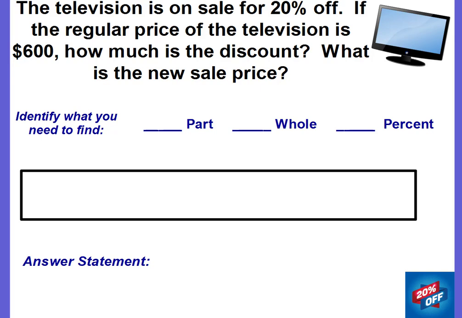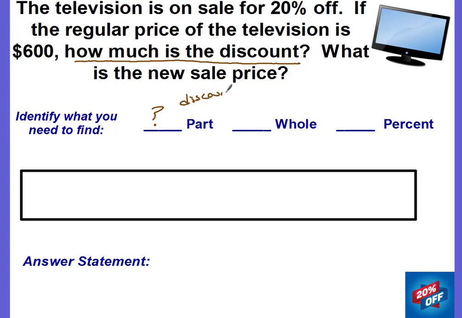Last example. The television is on sale for 20% off. If the regular price of the television is $600, how much is the discount, and what is the new sale price? Okay, so we have 2 questions we have to answer. Before you can find the new sale price, you have to find how much the discount is. Remember, a discount is when they take money off of the regular price. It's like it's on sale. Okay, so we're looking for the discount. That's the part. That's what we're looking for.